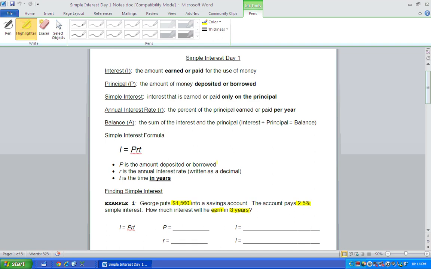Hello, it's me again. Today's lesson is on simple interest, and the purpose of today's lesson is to understand how to use the simple interest formula. But before we do that, we have to identify our key terms.